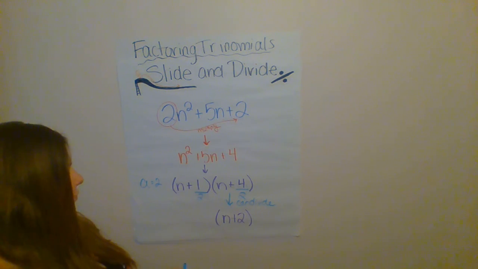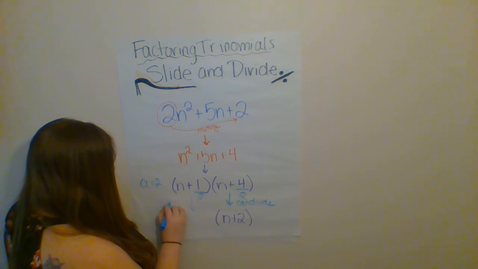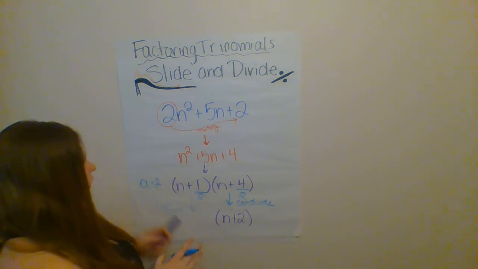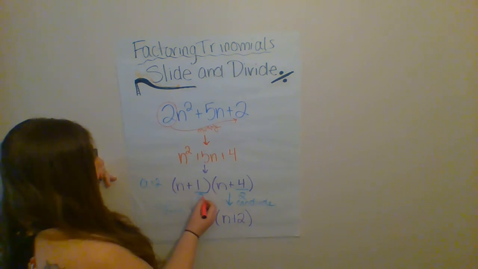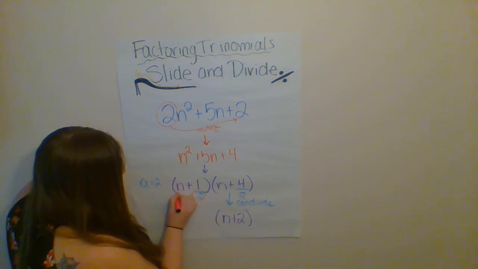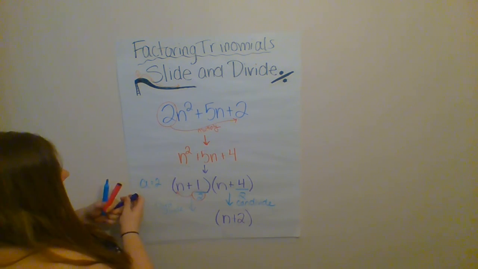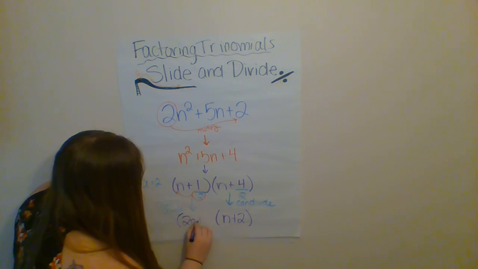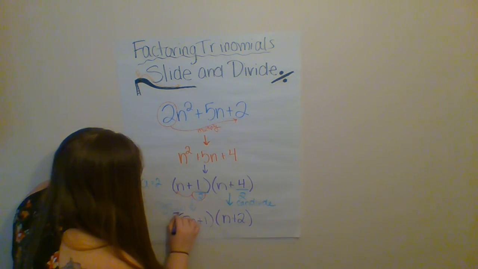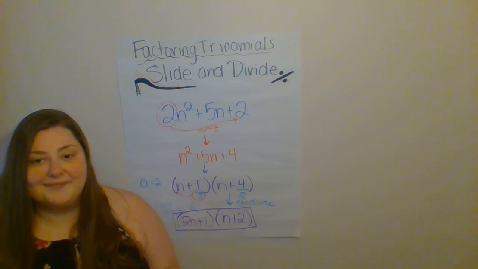On this side, the 1 divided by 2, we can't divide that. So what we do is we take this 2 and we're going to bring it up to the n. So this will become 2n plus 1. And that is our final answer.